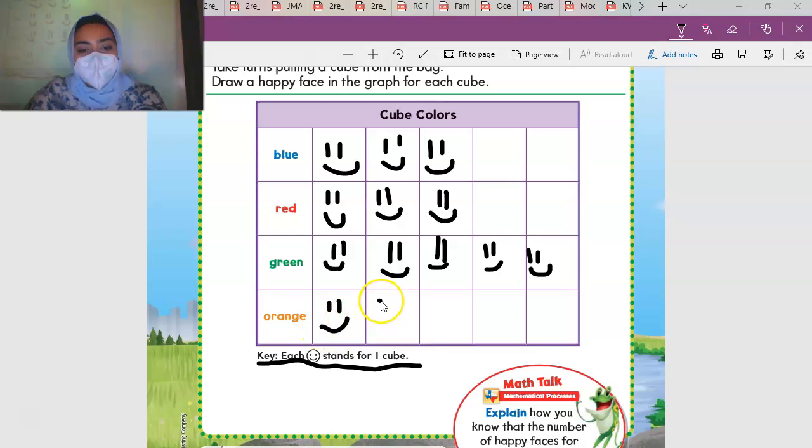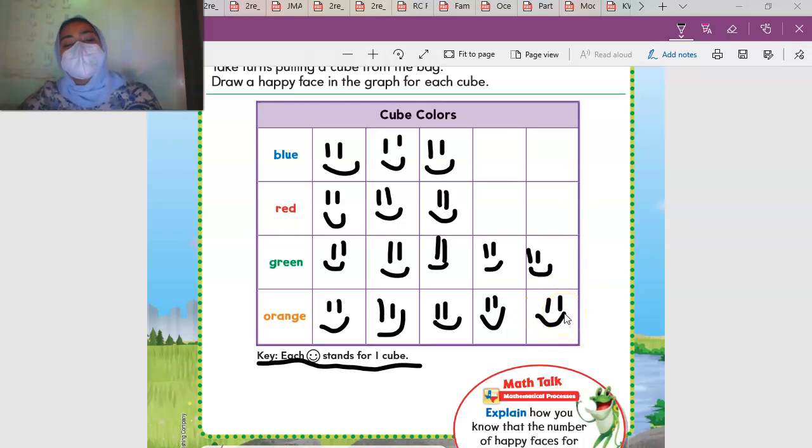Which 2 colors have the same amount? Orange and green have the same amounts because orange, no. Oh, red and blue are the same as each other. You're right. Red and blue have the same amount because they're both 3, and green and orange have the same amount because they're both 5.